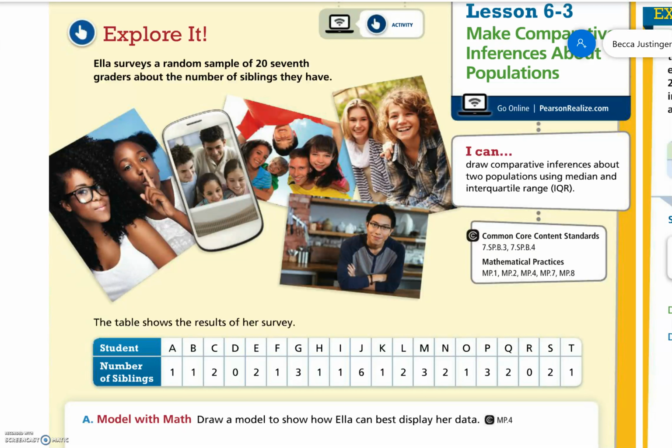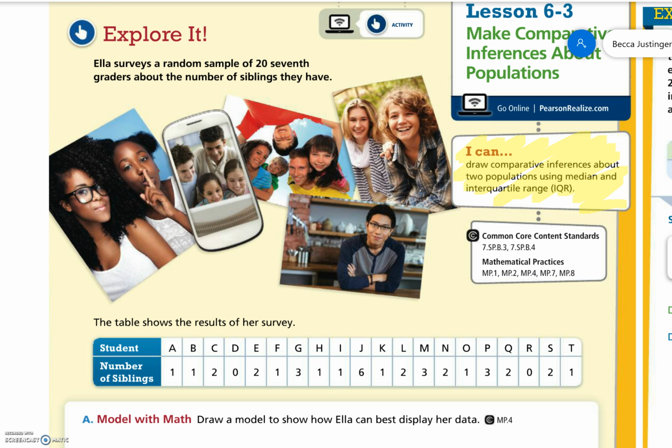Hi, 7th grade. Welcome to lesson 6.3, Make Comparative Inferences About Populations. By the end of the lesson, I want you to be able to say, I can draw comparative inferences about two populations using median and interquartile range.